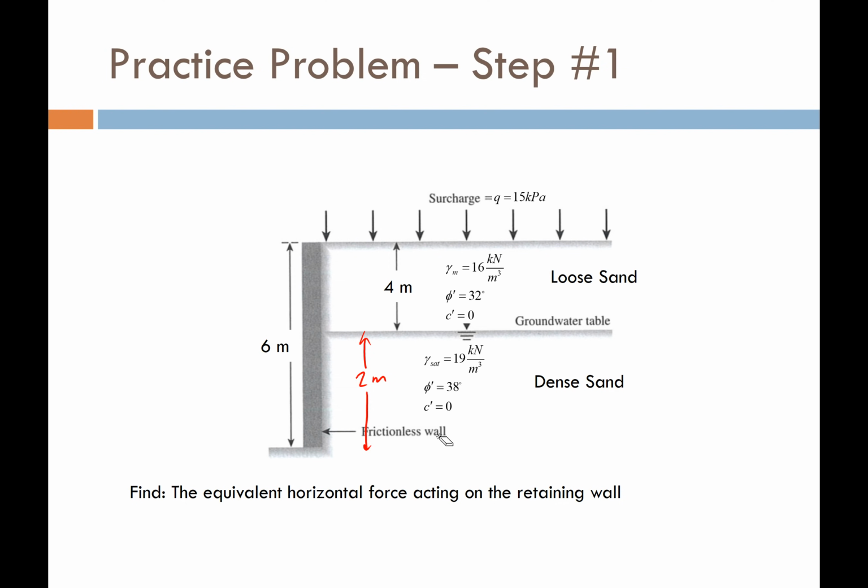If you see the term frictionless, that right off the bat should be a trigger for you to know that we're doing a Rankine method. We'll talk about other methods in the next lecture where friction is accounted for, but a frictionless wall is going to be Rankine. We have a surcharge on top of the wall that's causing additional induced stresses for our soil elements behind the retaining wall.